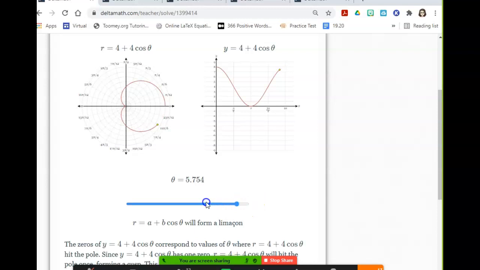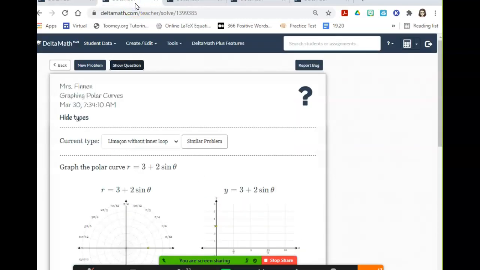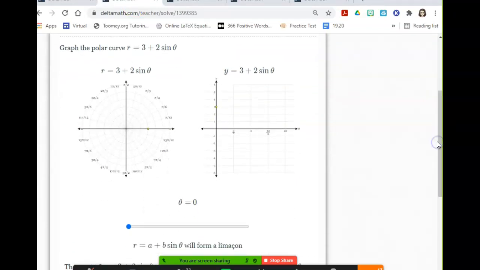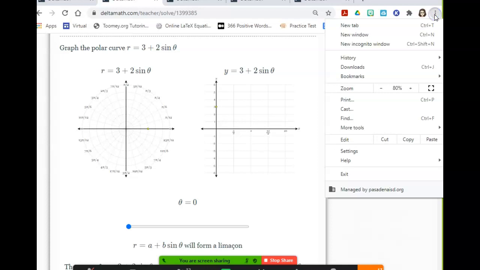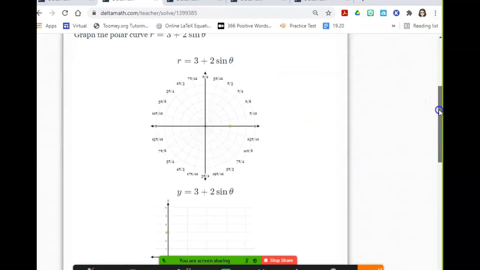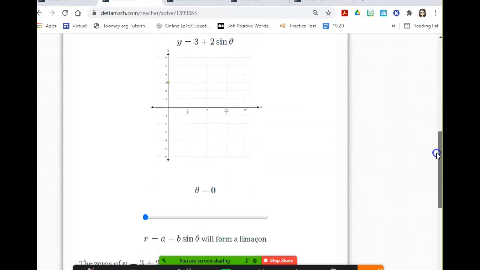So let's look at another one. Let's look at this one, okay? So here, A is greater than B, but does that make this particular one a dimpled limaçon or a convex limaçon? Dimpled, very good. Okay, so again, we're going to start by just looking at the rectangular graph.